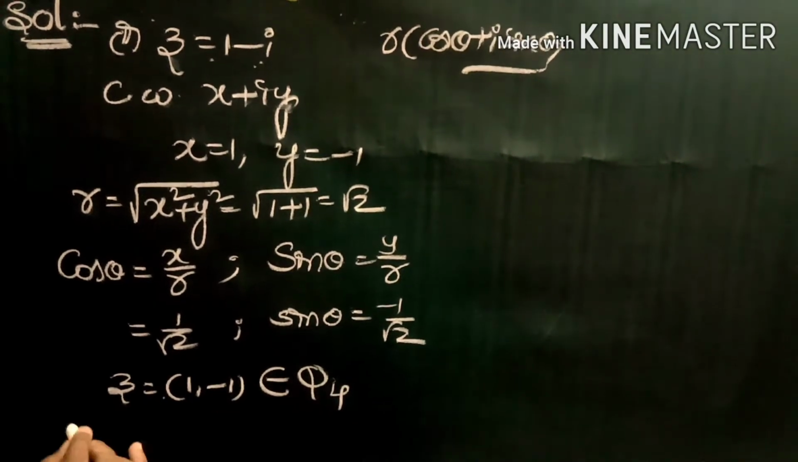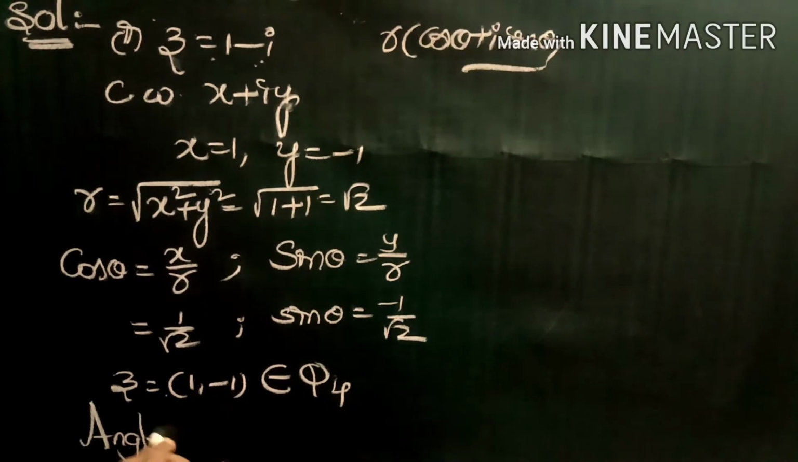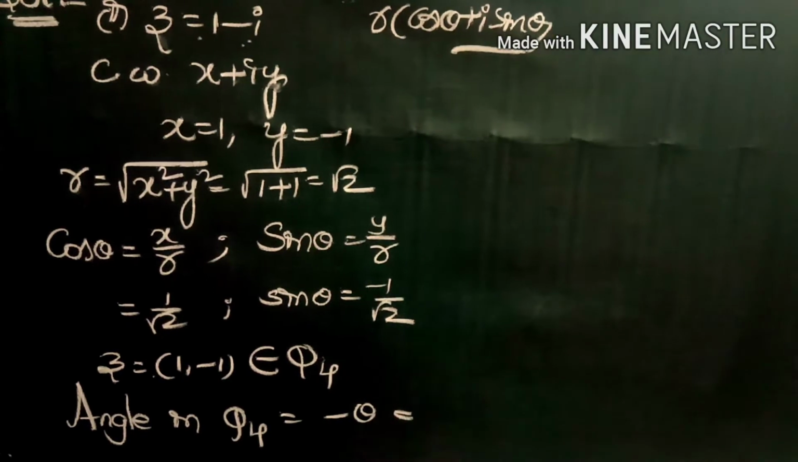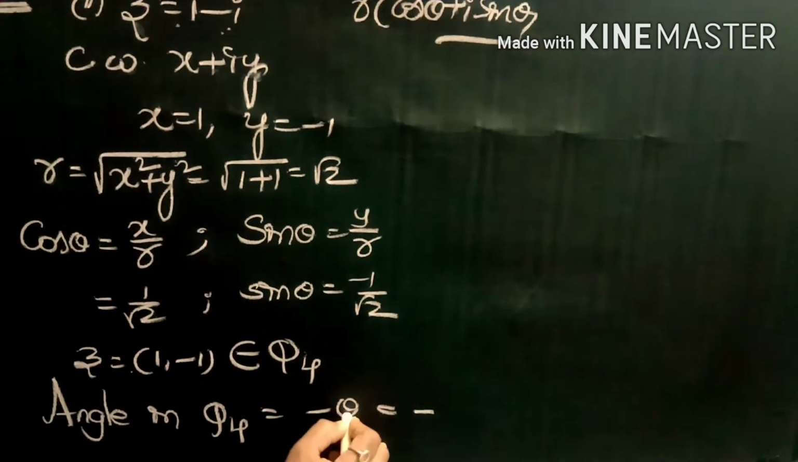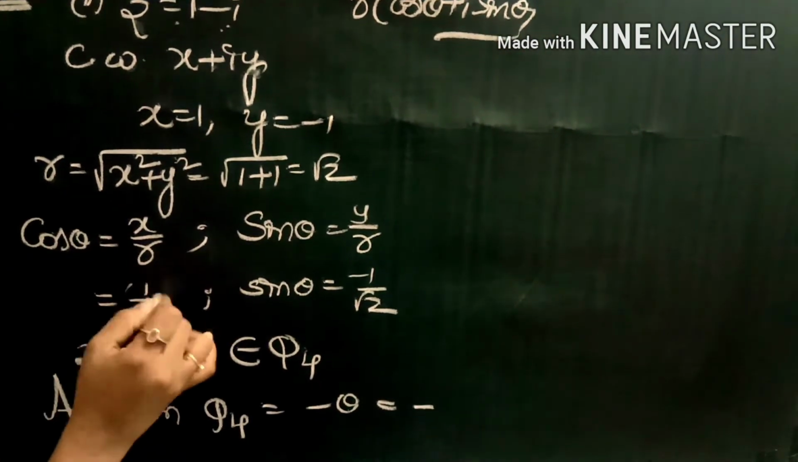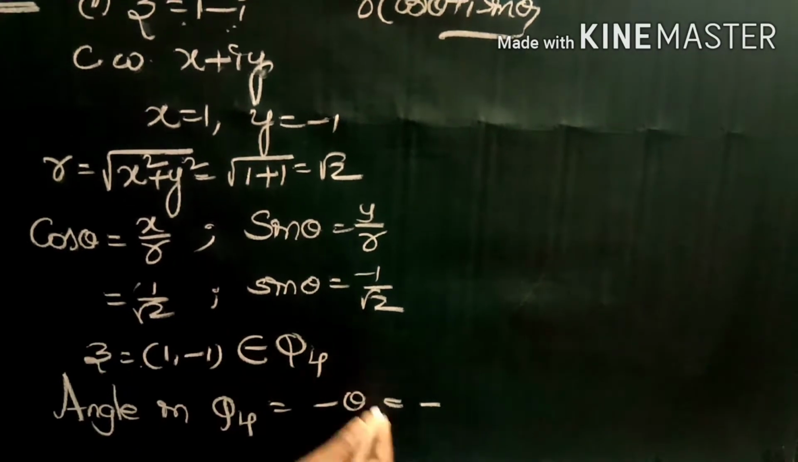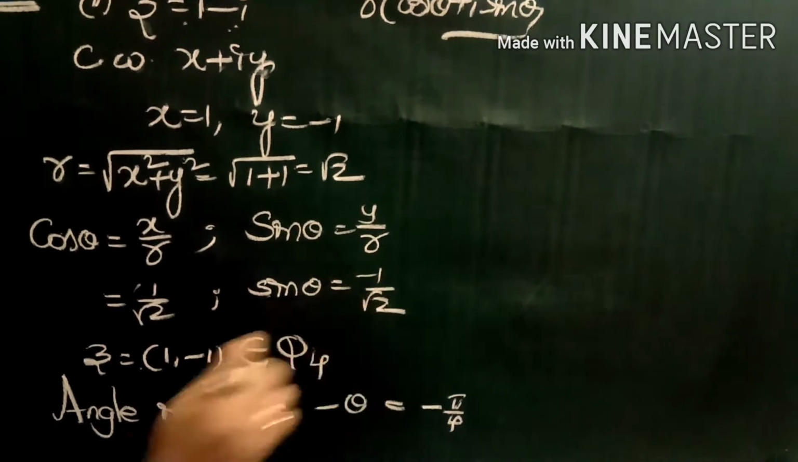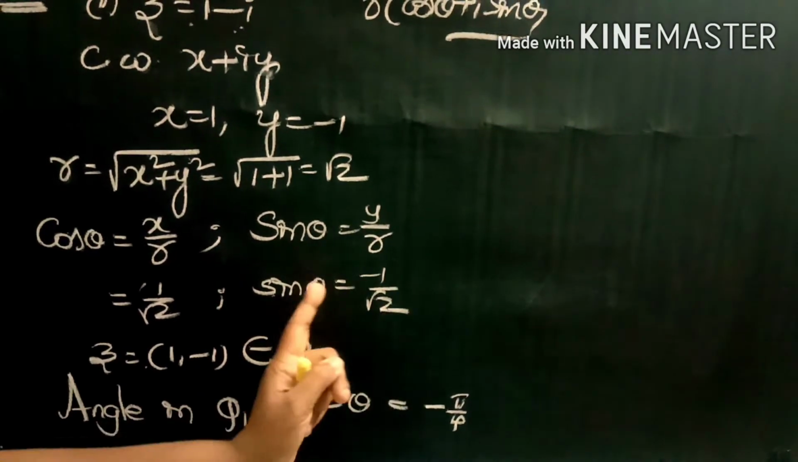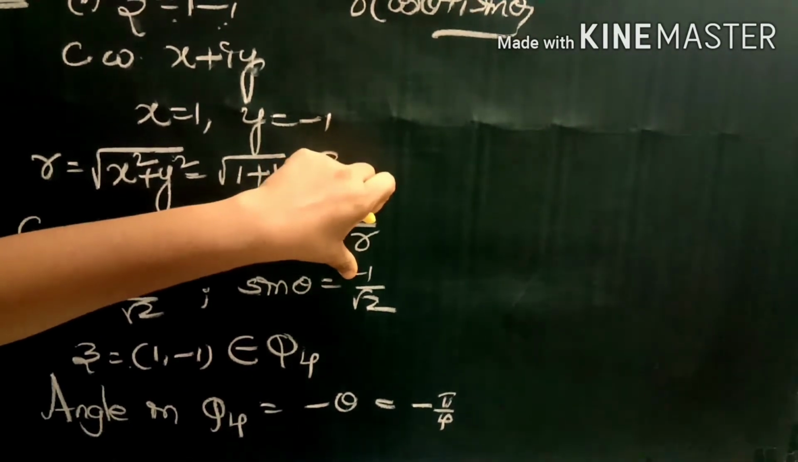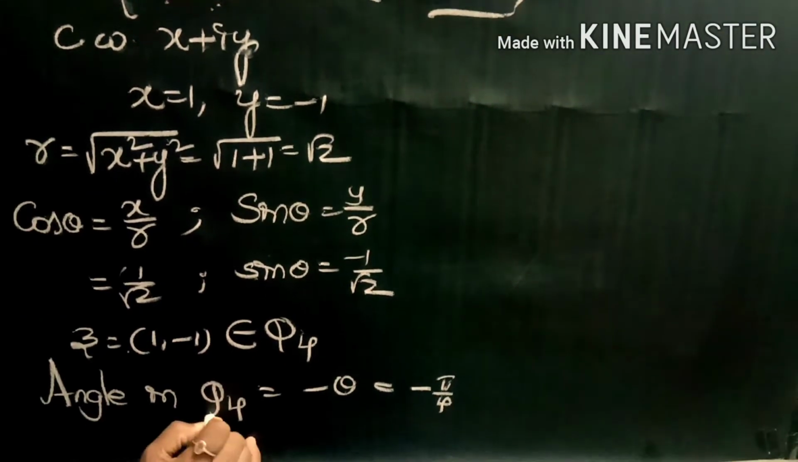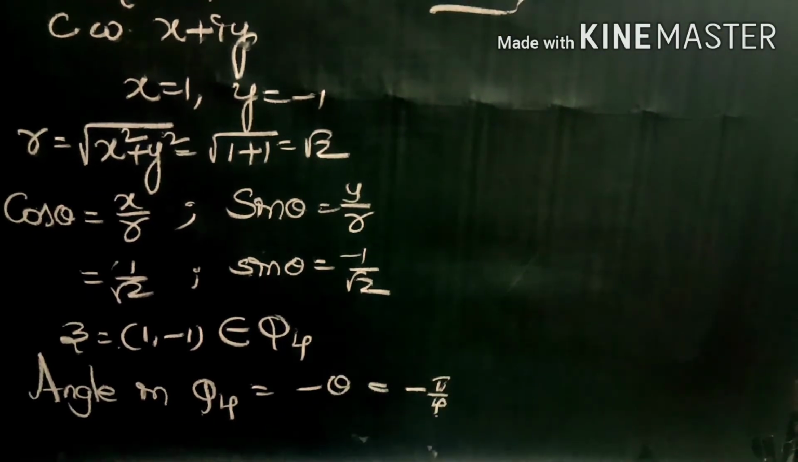Now we are taking the angle value. The angle in the fourth quadrant, angle in Q4, is equal to minus theta. This is the formula. Here cos theta is equal to 1 by root 2, which means theta is equal to pi by 4. Or otherwise sin theta is equal to 1 by root 2; we are taking the magnitude only, not the sign. Then theta is equal to pi by 4. Therefore the angle in the fourth quadrant, minus theta, is minus pi by 4.